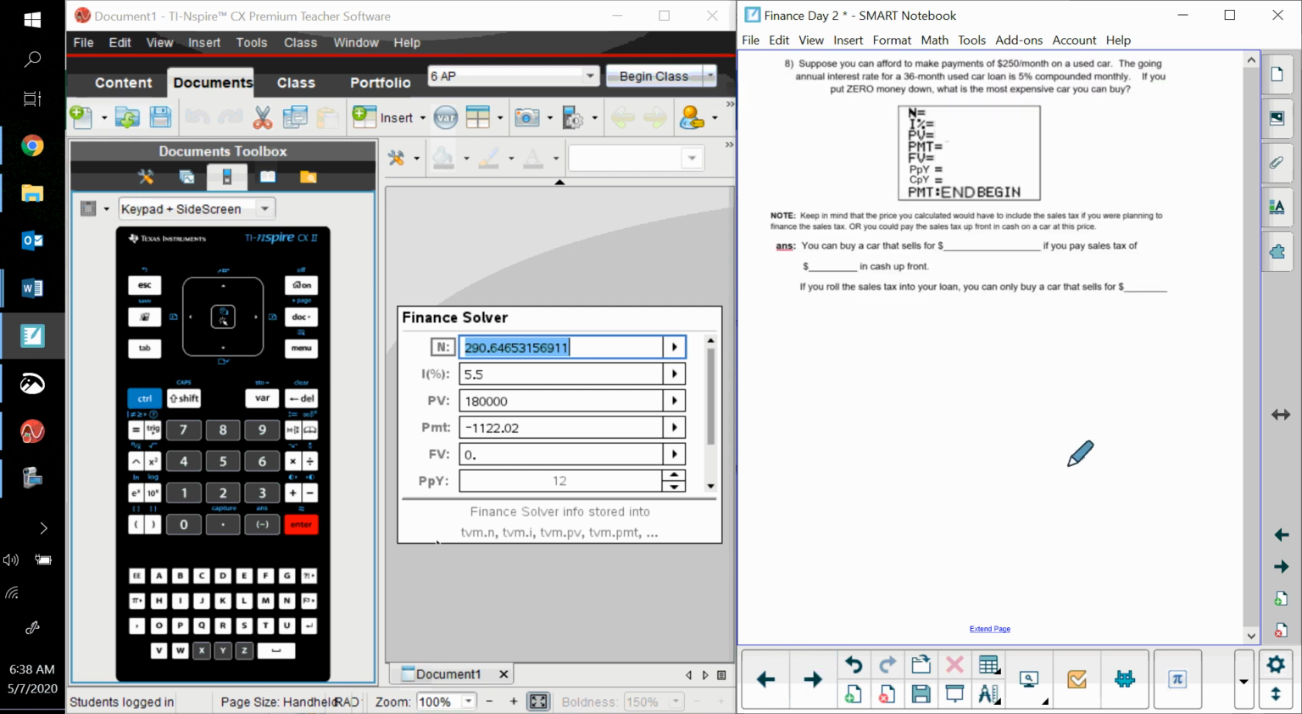All right, next one. Suppose you can afford to make payments of $250 a month on a used car. The going interest rate for a 36-month car loan is 5% compounded monthly. If you put zero money down, what's the most expensive car you can buy? So we're going to solve this problem, but first off, you need to understand if you're walking into a car dealership and this is your question, what is the most expensive car you can buy?